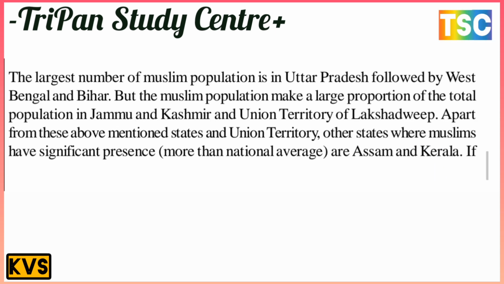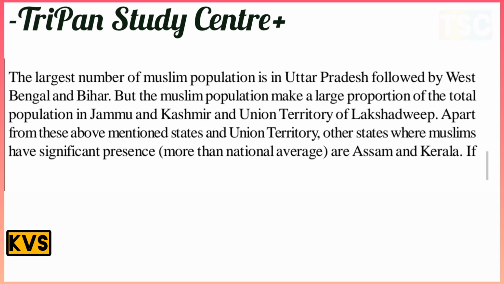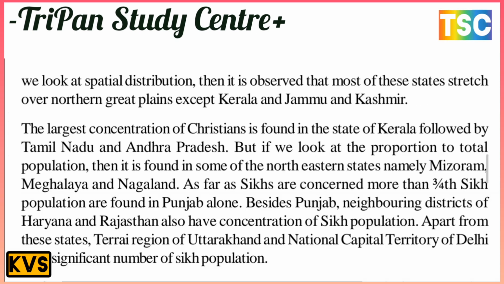The largest number of the Muslim population is in Uttar Pradesh, followed by West Bengal and Bihar. But the Muslim population makes up a large proportion of the total population in Jammu and Kashmir and the union territory of Lakshadweep. Apart from the above mentioned state and union territory, in other states Muslims have a significant presence, more than the national average, such as Assam and Kerala. If we look at the percentage distribution, then it is observed that most of the states are spread over the northern Great Plain, except Kerala and Jammu and Kashmir.